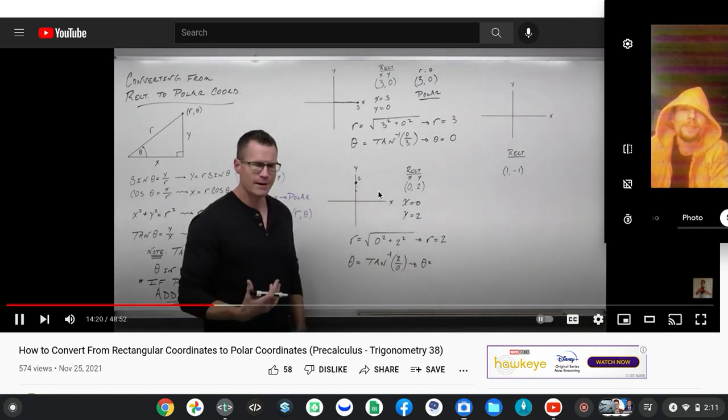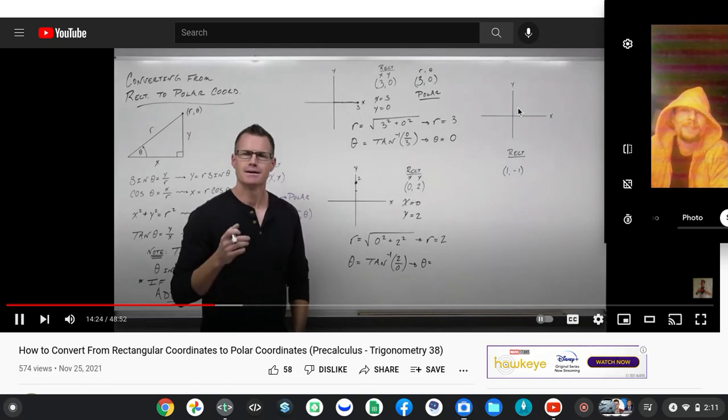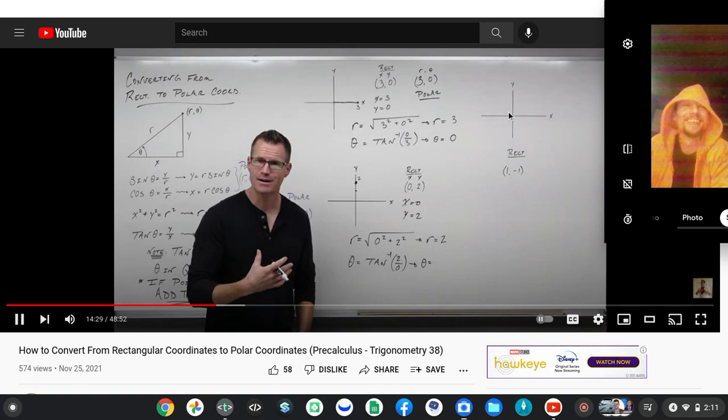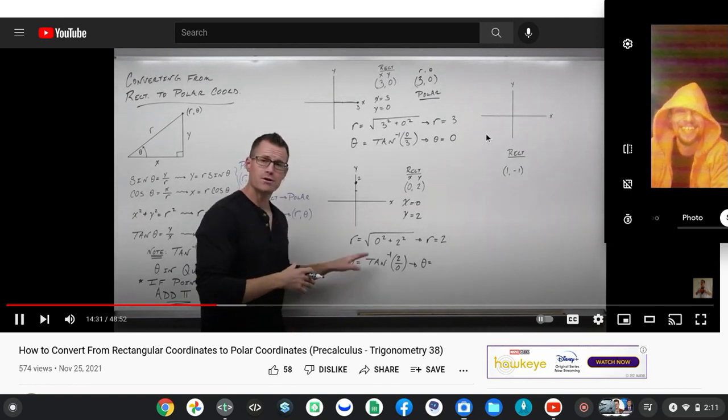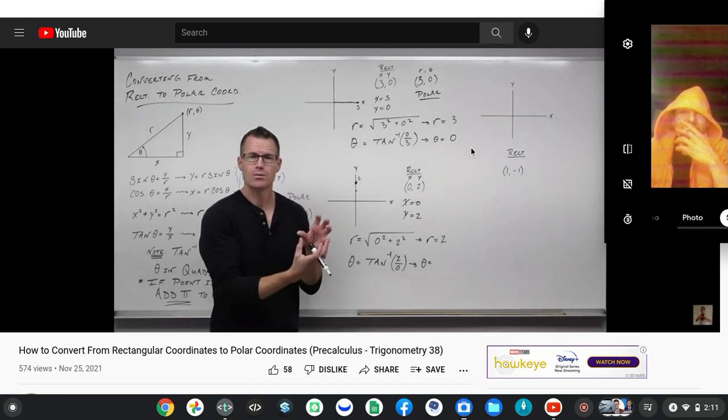And you go, wait a minute, Leonard. You're giving me tangent inverse of 2 over 0. 2 over 0 is undefined. Yes, it just is. Now think about where tangent is undefined. What angle would give you tangent of an undefined relationship? Think about it.